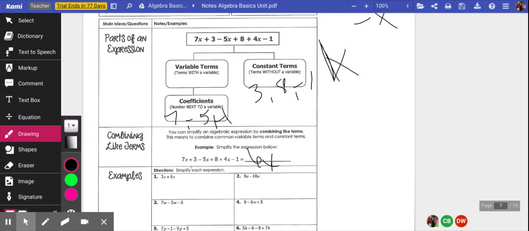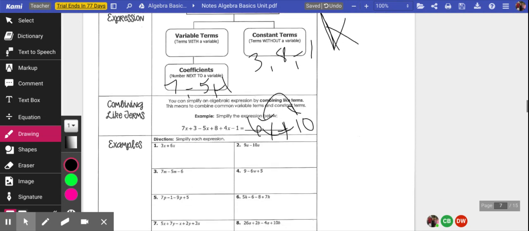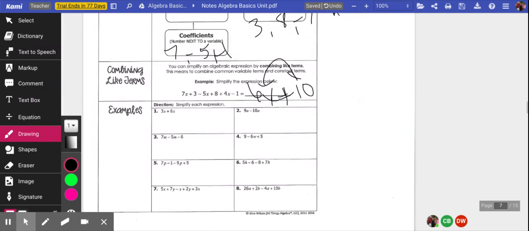And then we have 3 plus 8, which is 11, minus 1 is a positive 10. And then we're done. Again, it's not wrong if you flip these around, but we don't really want you to. We want the constants at the end. So some of these should be pretty easy.